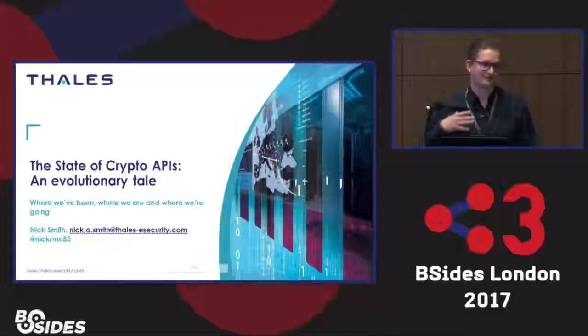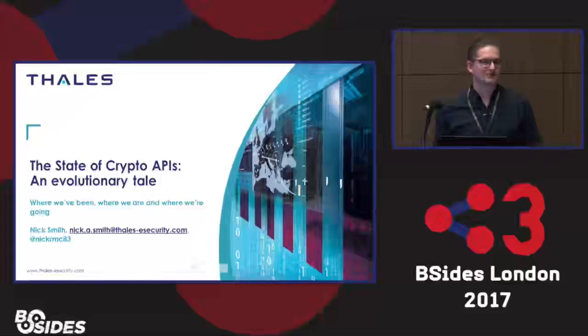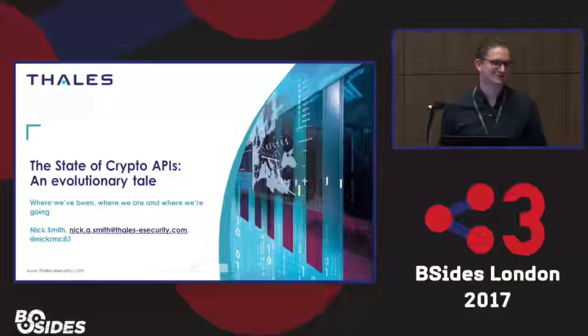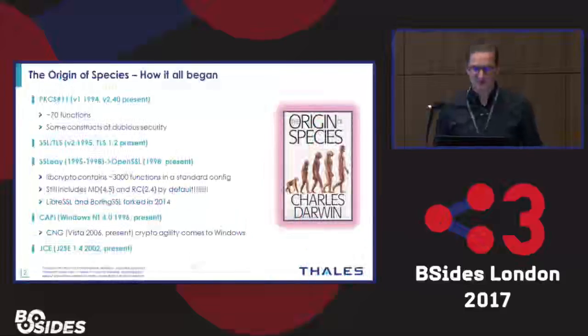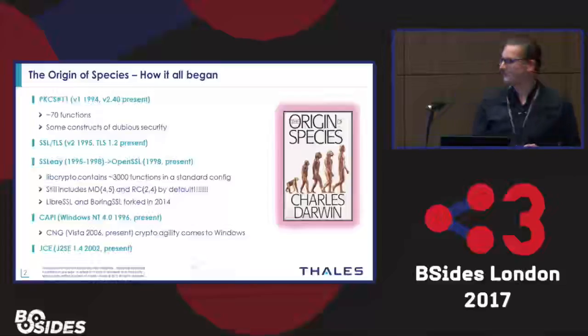So today I'm going to start by talking about the history of some of these APIs and why we've got them, and then move on to what the state of the art in crypto API design is, and then conjecture on what might cause us to evolve in the future. You'll have to bear with the tenuous link between crypto APIs and evolution, and I apologise to any microbiologists in here. So, where do crypto APIs come from?